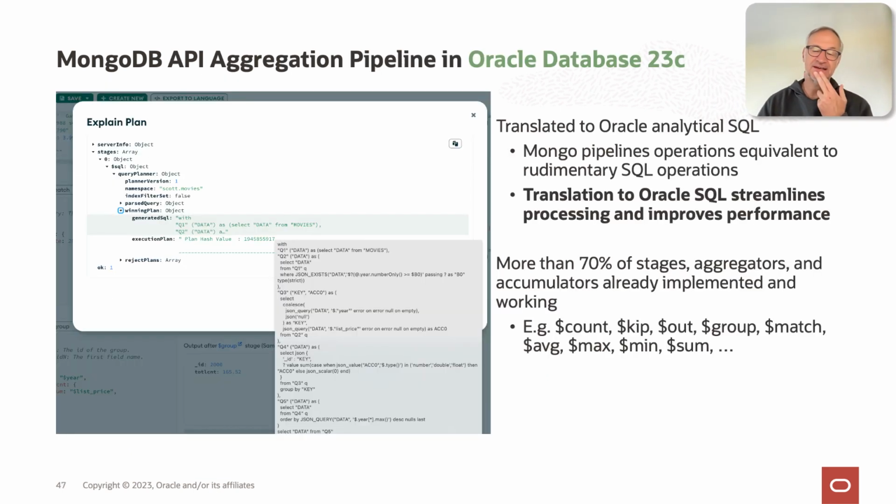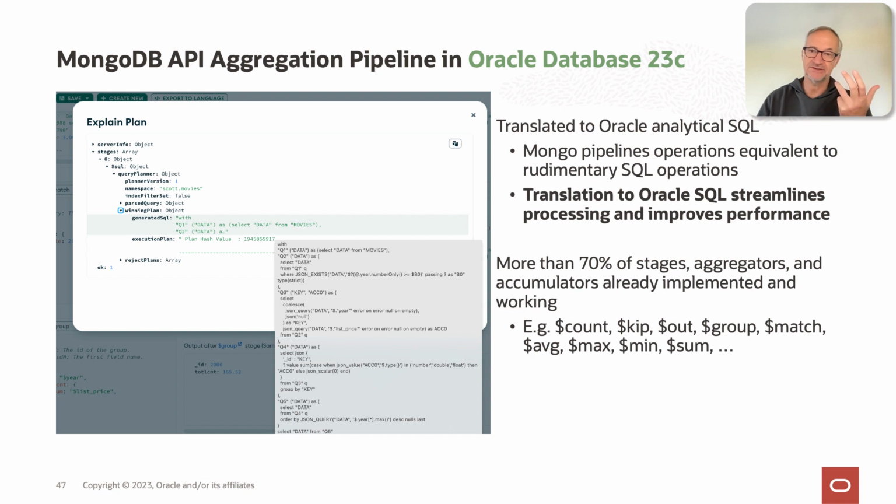Yeah, as said, it's coming. It's already there. This is a live screenshot of a 23c database. And as you can see, we are translating the aggregation pipeline steps, which is a sequence of specific operators, aggregators, and accumulators, into one SQL statement. And that gives Oracle the capabilities to really streamline the processing and to improve the performance, right? Beda talked about what we're doing physically with Exadata.